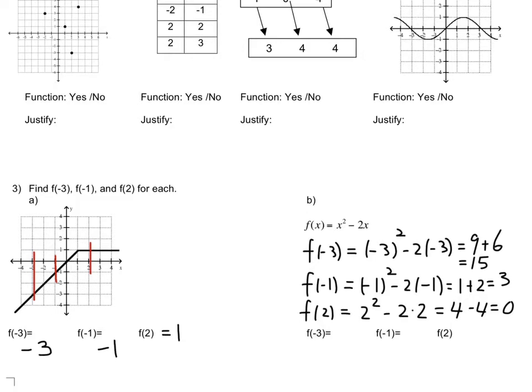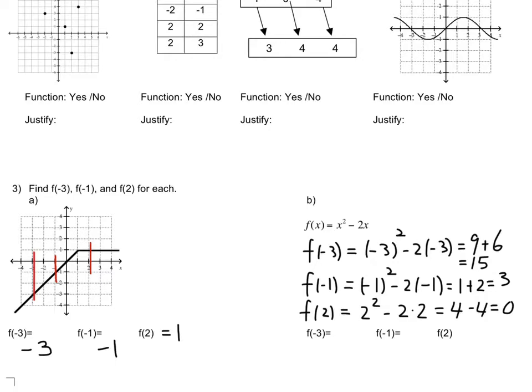Question number 3. Find f of -3, f of -1, and f of 2 for each. So letter A, it's a given graph. I marked on my graph. You're looking for -3 on the x-axis. So draw a line and then see where it intersects with the graph. And then find your y values.